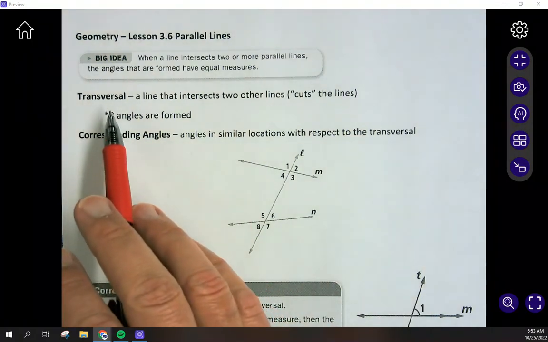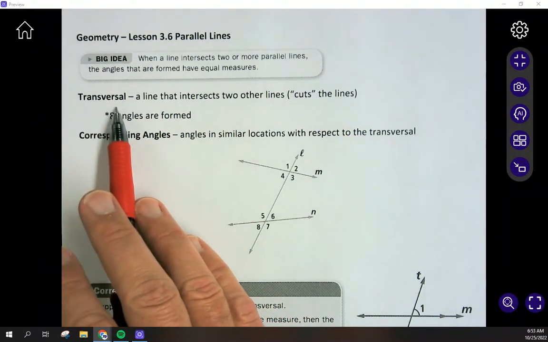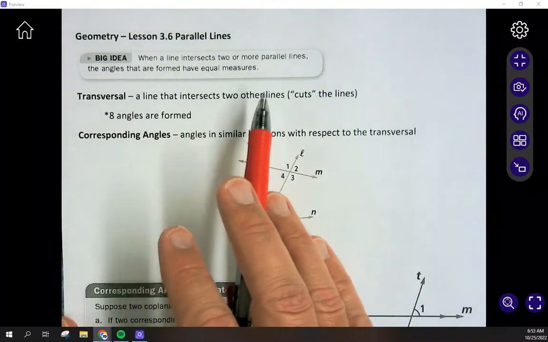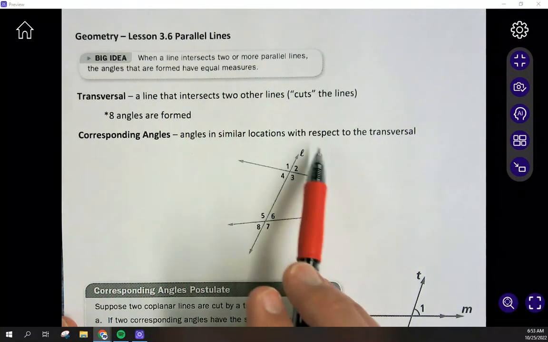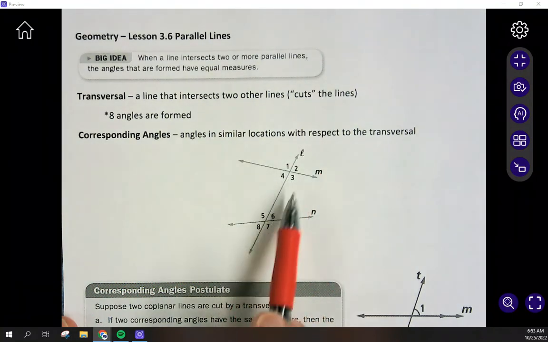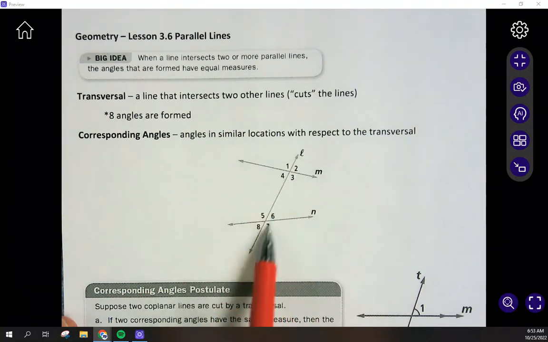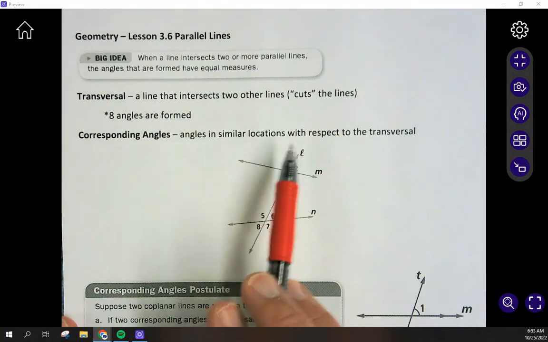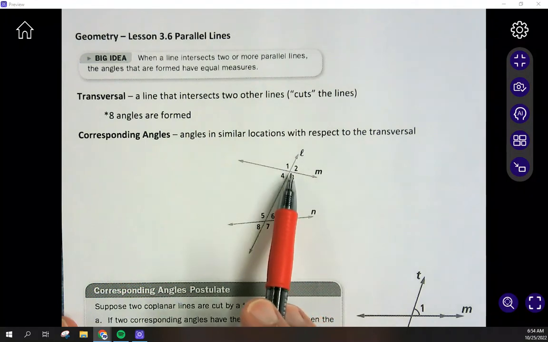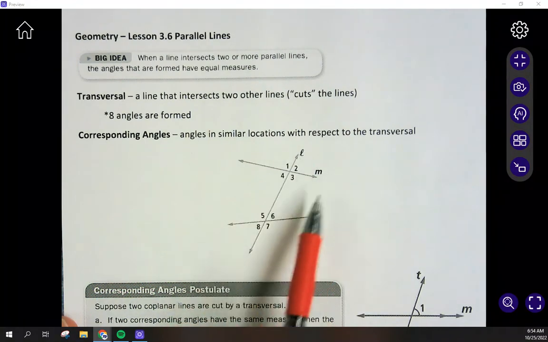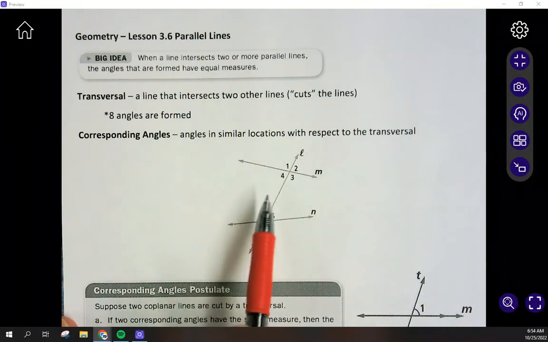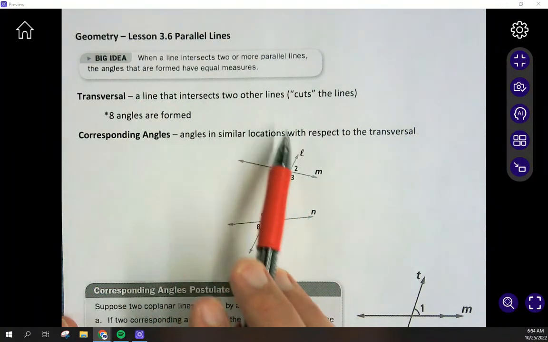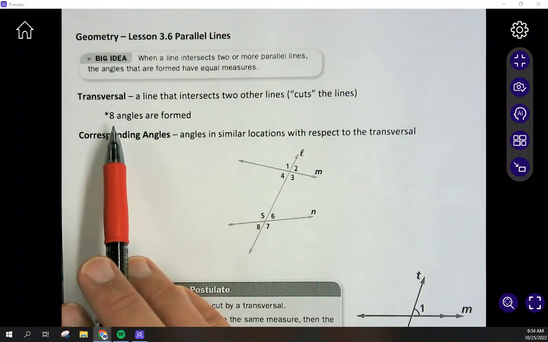But we're going to talk about parallel lines when they are cut by a transversal, which is just a line that intersects two other lines. So if you look at the picture, you've got two lines and they're both being intersected by this third line. So this line intersects two other lines, it cuts those lines. You'll hear that term a lot. That's called a transversal. These two lines are only intersecting one other line, so we would not call those a transversal, but any line that intersects two other lines we're going to call a transversal.